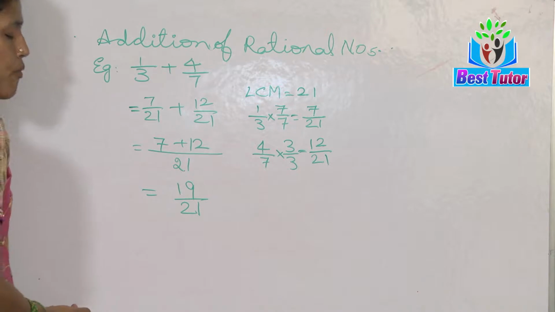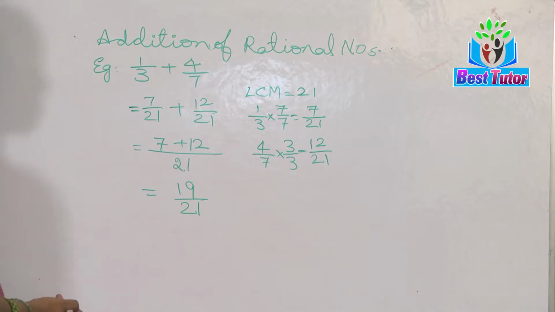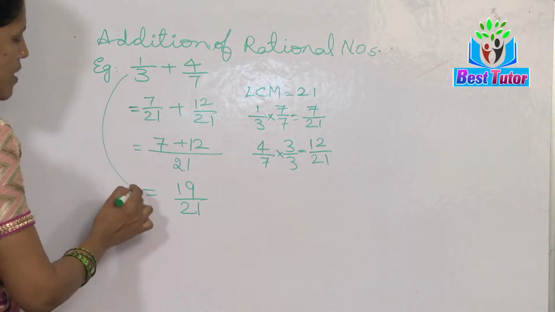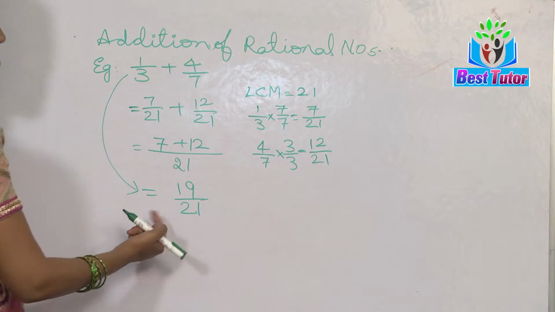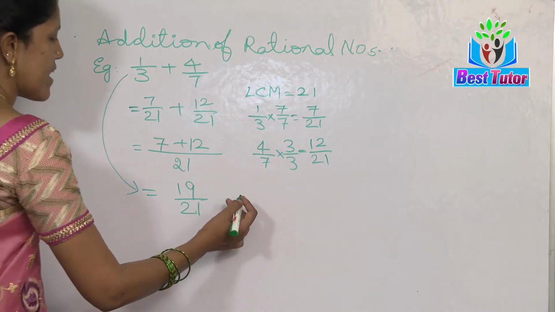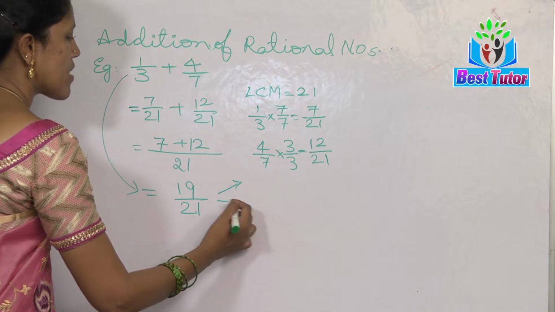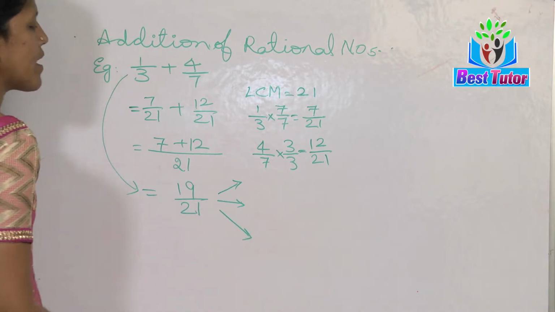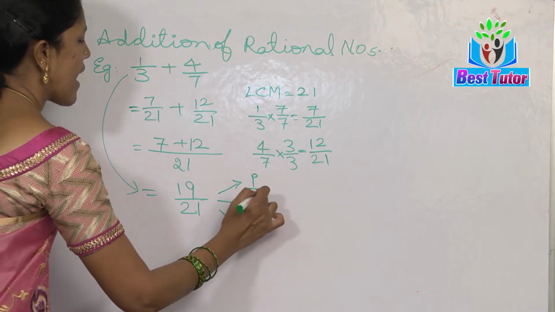Now, I posed a question at the start of the session: is the sum of two rational numbers a rational number? We have got the sum here. Let us check whether this is a rational number or not. For a number to be a rational number, it has to satisfy three conditions. What are the three conditions? It should be written in the form of a fraction.